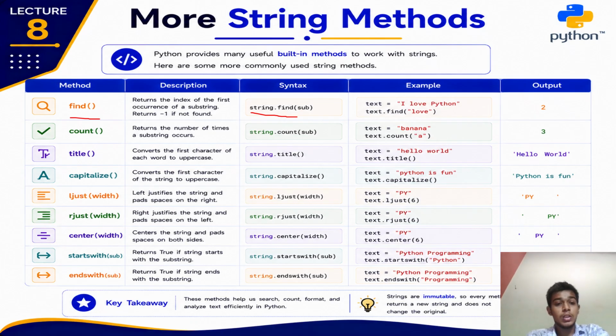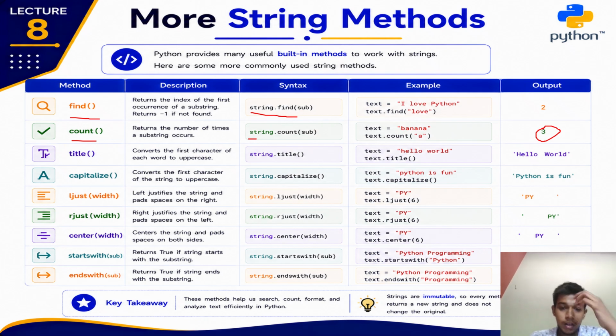Now the next method is the count method. It tells us how many times a particular substring appears in a string. Here you can see the syntax. Here is an example: text equal to banana, then count a. It will count how many times a appears in the word banana. So a appears 3 times, and the output will be 3.